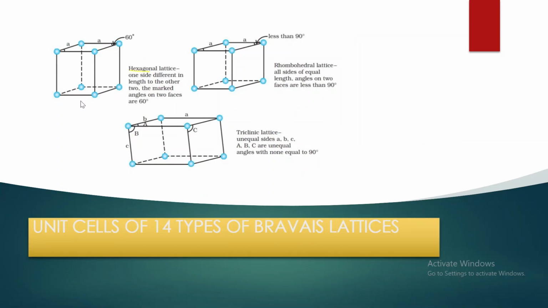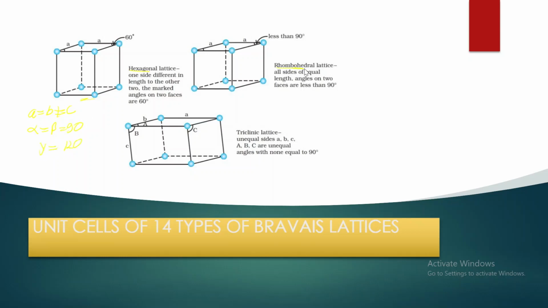Now the next lattice is hexagonal. Only one possible variation, which is primitive. And here side A is equal to side B, but side C is not equal. Now about the angles, alpha and beta are equal to 90 degrees, but angle gamma is equal to 120 degrees.